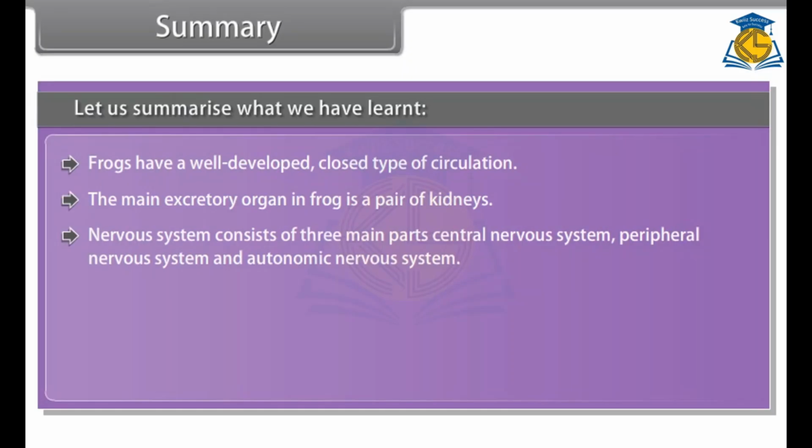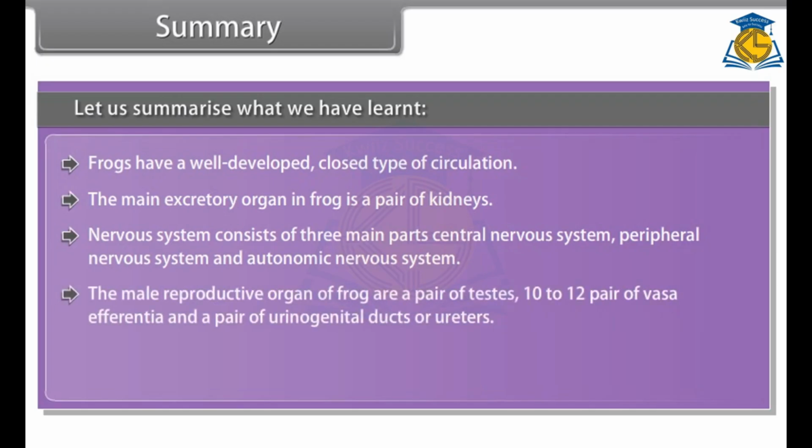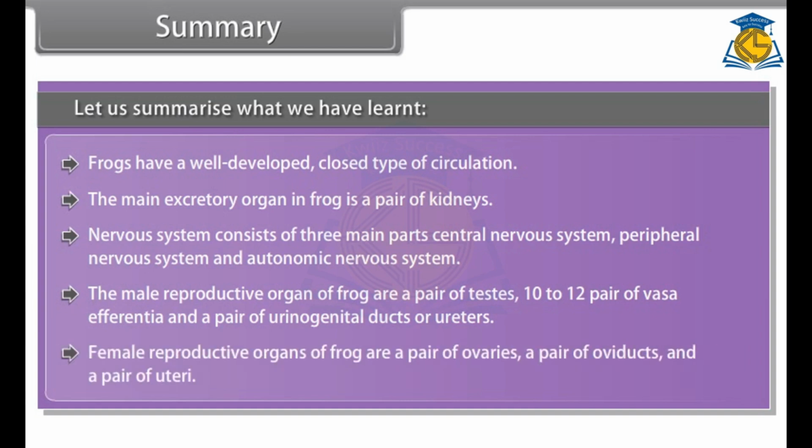The nervous system consists of three main parts: central nervous system, peripheral nervous system and autonomic nervous system. The male reproductive organs of frog are a pair of testes, 10 to 12 pairs of vasa efferentia and a pair of urinogenital ducts or ureters. Female reproductive organs of frog are a pair of ovaries, a pair of oviducts and a pair of uteri.